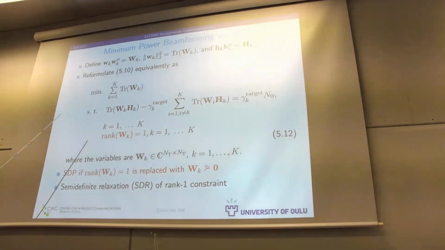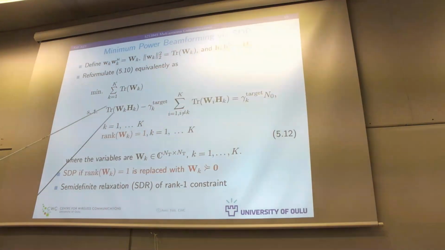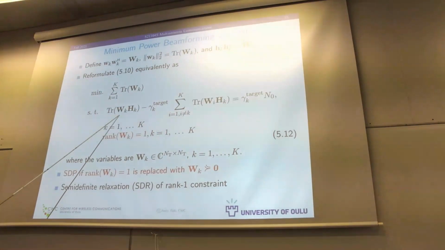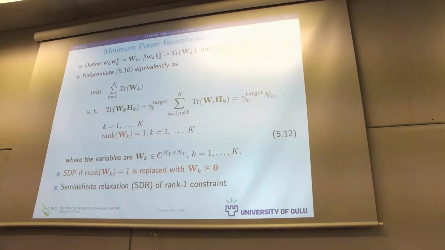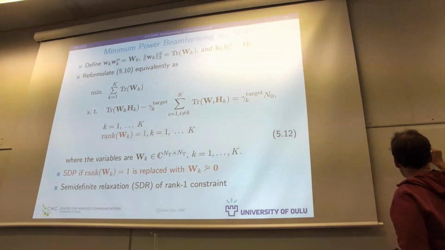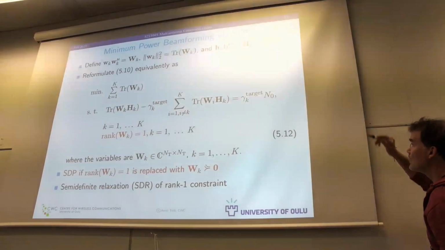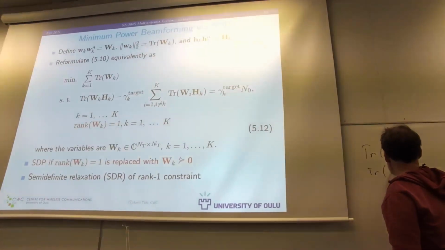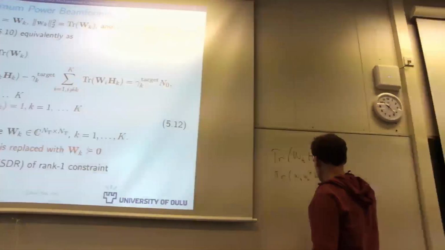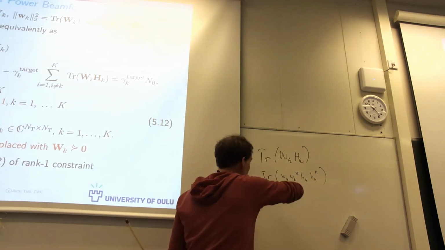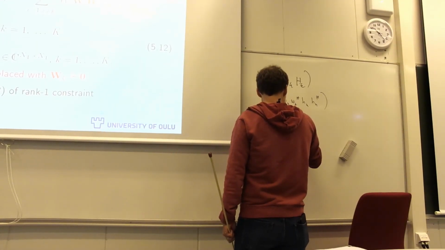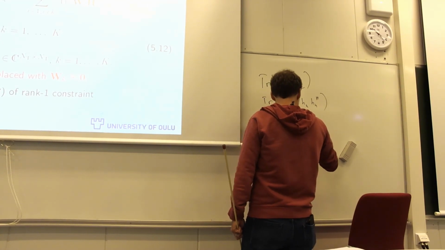Now plugging this into the previous formulas, you get this equivalent representation for minimizing the power. Trace of WK HK is basically equivalent to plugging in those expressions: WK, Hermitian, HK, Hermitian. This is equivalent inside the trace. You can move terms around. It's the same as trace of WK Hermitian, HK Hermitian, WK.